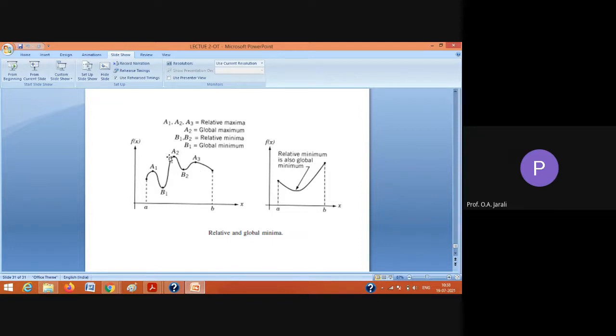If the under curves are there, b2 and b1, these are relative minima. Relative minima.